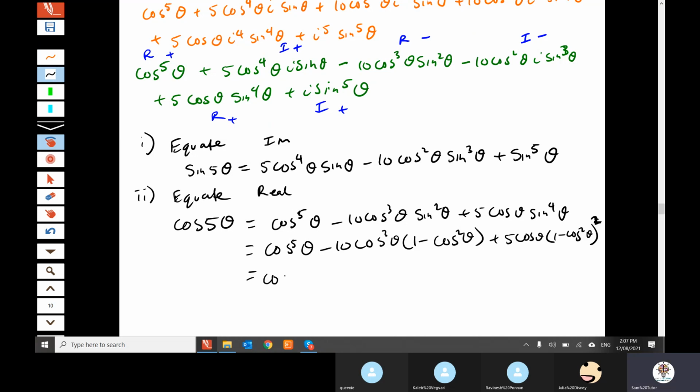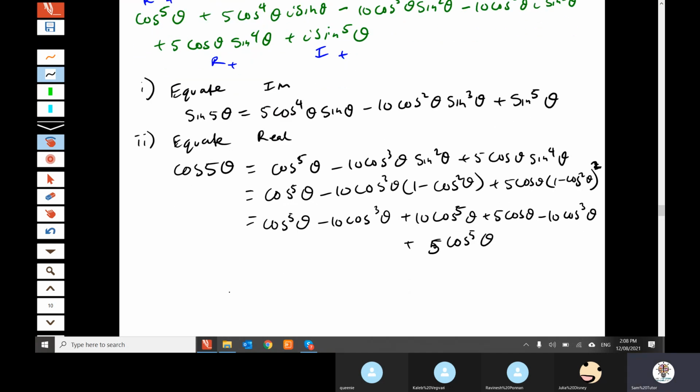So while I do that, any questions? 2 cos squared, 2 times 5 is 10 cos cubed, and then that becomes cos to the 4, so that becomes 5 cos to the 5. And the final answer is 16 cos to the 5 minus 20 cos cubed plus 5 cos.